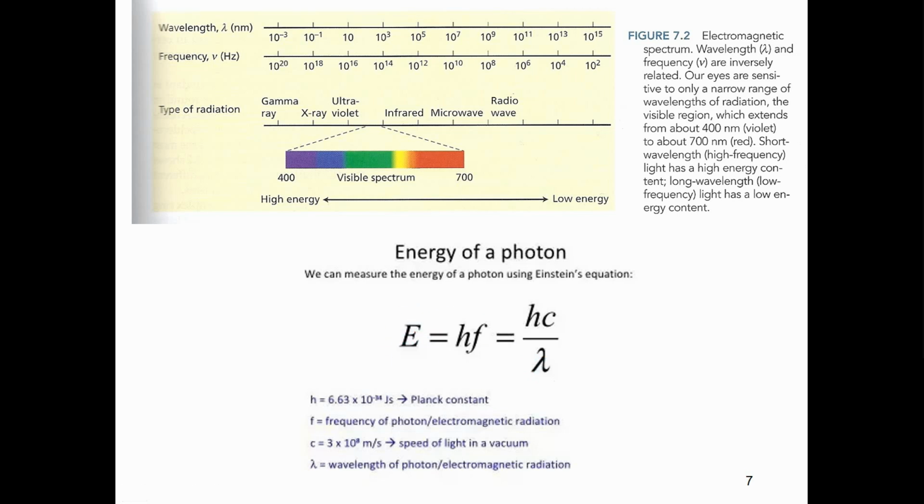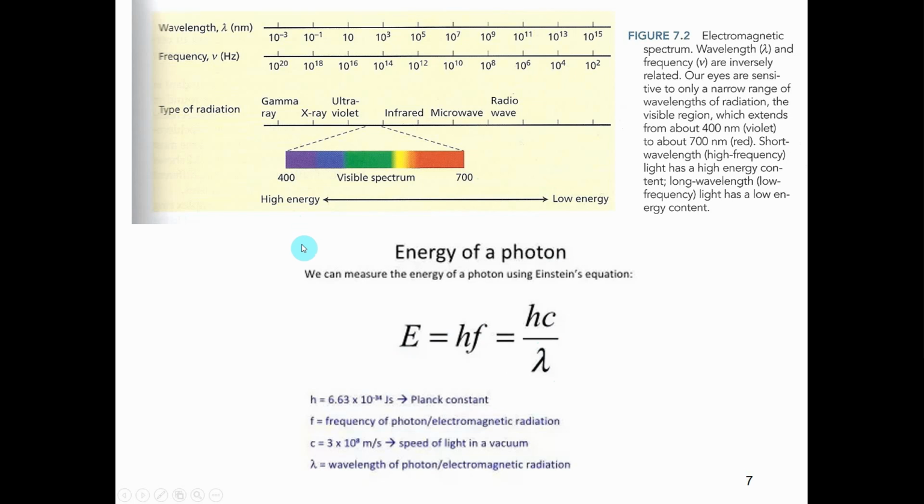I encourage you to take your calculators, put in Planck's constant, put in the speed of light, and put in 700. You're going to get a value. Then you do the same thing, and instead of 700, you put 400. You're going to see that 400 has a higher energy level than 700. That's what I mean when I say inversely proportional. As this increases, the energy decreases. So 700 is low energy, 400 is high energy.